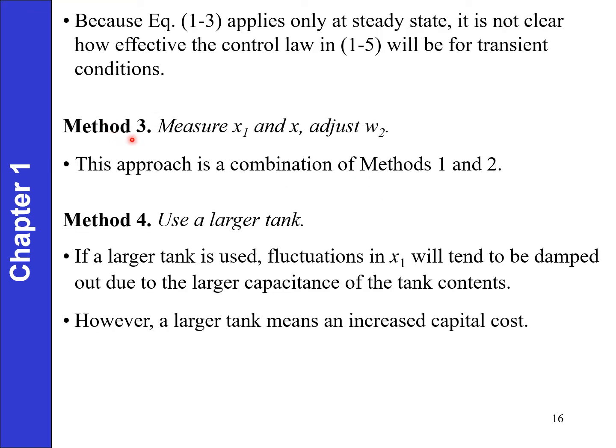Method 3 is to measure X1 and X2 and adjust W2. And finally, method 4 is to use a larger tank. If a larger tank is used, fluctuations in X1 will tend to damp out due to the larger capacitance of the tank contents. However, a larger tank means an increase in capital cost.